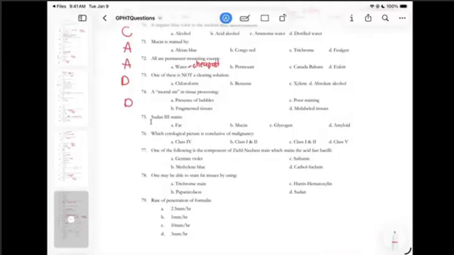74, letter D. Sudan 3, 75. Sudan 3, that's your oil-soluble dye. It's a stain for fats. So that's letter A. Sudan 3. So usually, that's for the CNS tissues. Yung mga fat tissues sa CNS, we can use your Sudan 3. 76. Which cytological picture is conclusive for malignancy? So this is for the class system.